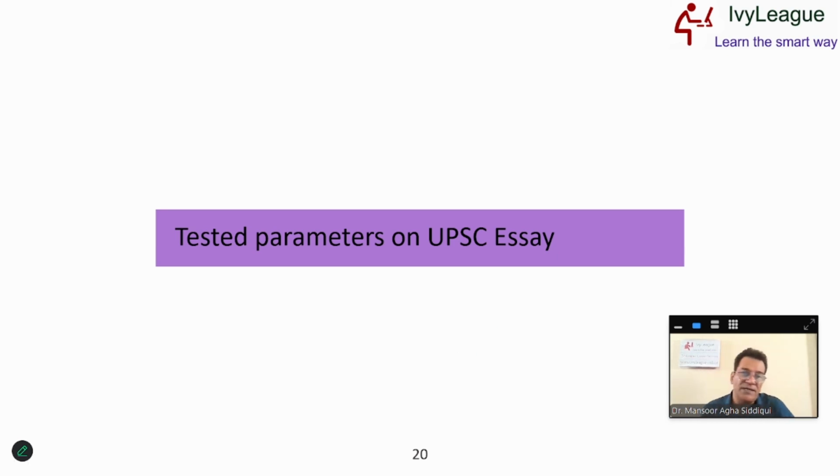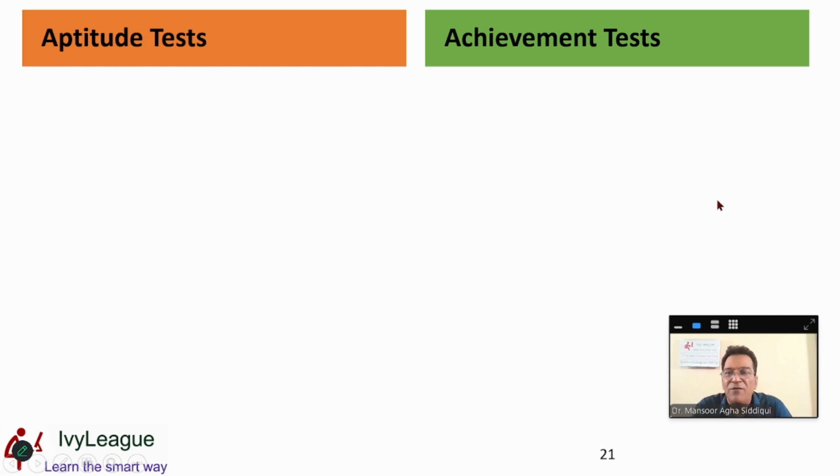So let's understand what are tested parameters on the UPSC essay. We are going to learn this in various stages. This is the first stage. You have to understand that as far as tests are concerned, tests belong to two categories. There are aptitude tests and there are achievement tests.